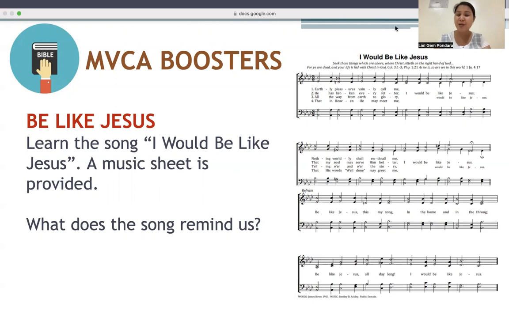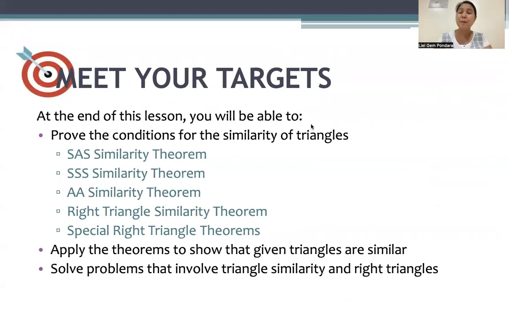What does the song remind us? At the end of today's class, you'll be able to prove the conditions for the similarity of triangles. We have the SAS Similarity Theorem, the SSS Similarity Theorem, AA Similarity Theorem, right triangle similarity theorem, and special right triangle theorems. And we need to apply these theorems to show that the given triangles are similar. And lastly, we solve problems that involve triangle similarity and right triangles.